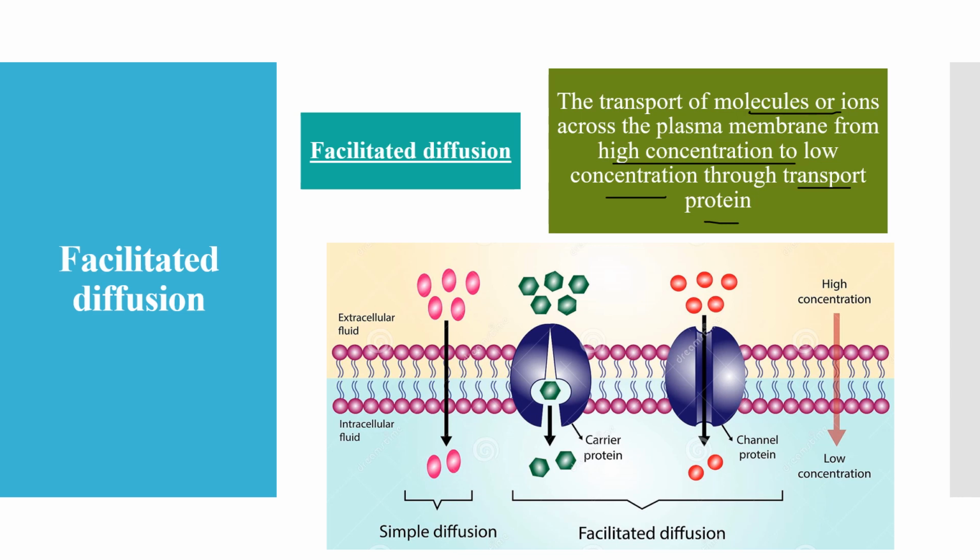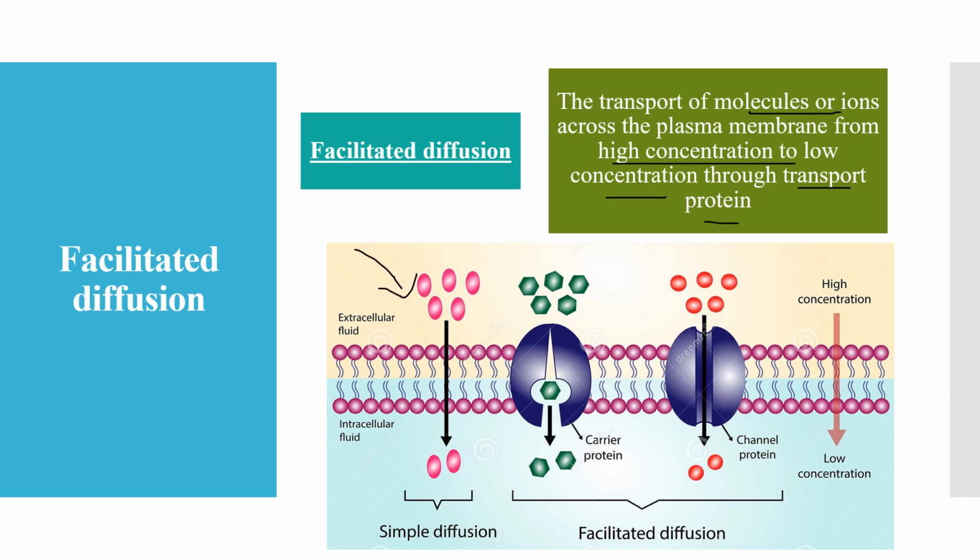Before coming to the diagram, let me tell you the difference between osmosis, diffusion and facilitated diffusion. In osmosis, a semi-permeable membrane is required. In diffusion, a semi-permeable membrane is not essential. And in facilitated diffusion, transport proteins play a very important role. This diagram will clearly make you understand the difference between simple diffusion and facilitated diffusion.